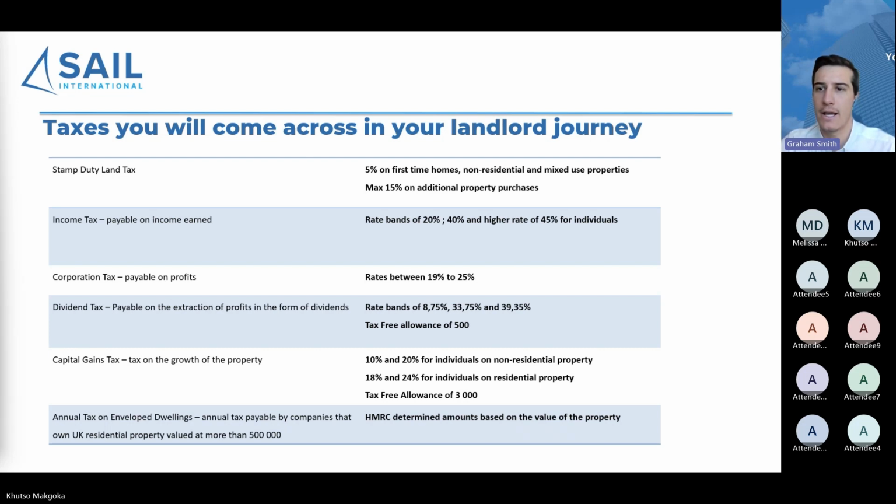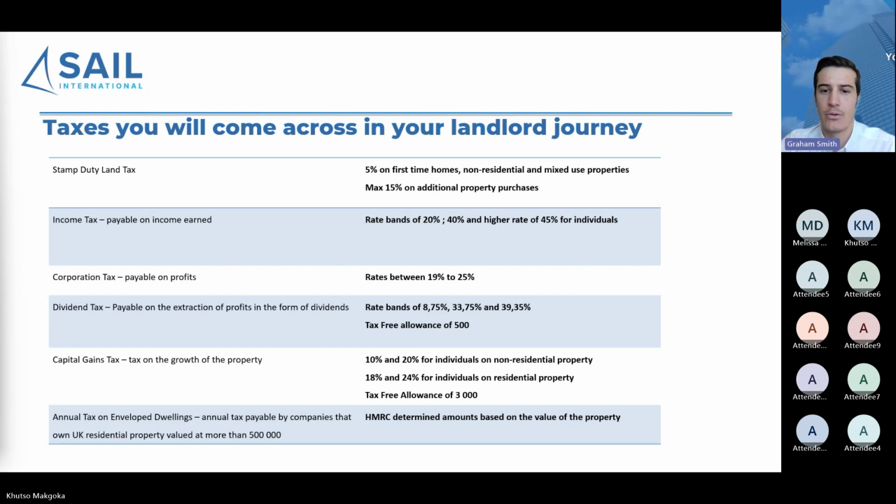Also, if you're operating as a limited company, there'll be dividends tax on any amounts that you take out of the business. This is also within the normal dividends tax rate bands from 8.75% up to 39.35%. And you'll be entitled to your tax-free allowance of £500 of dividends per year.